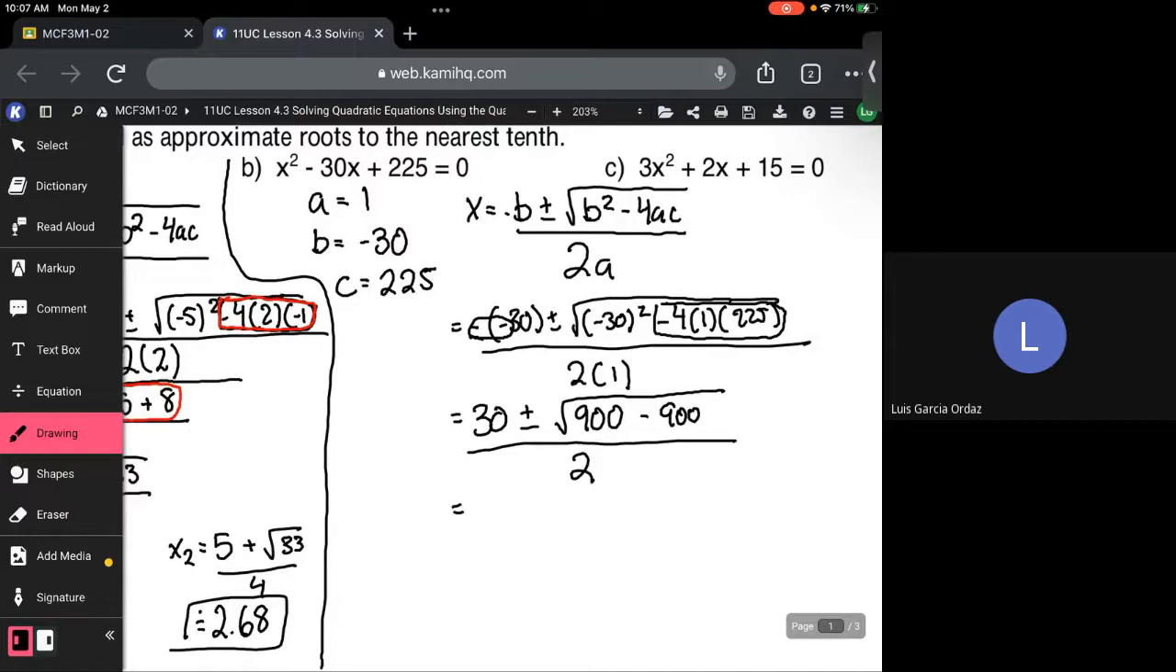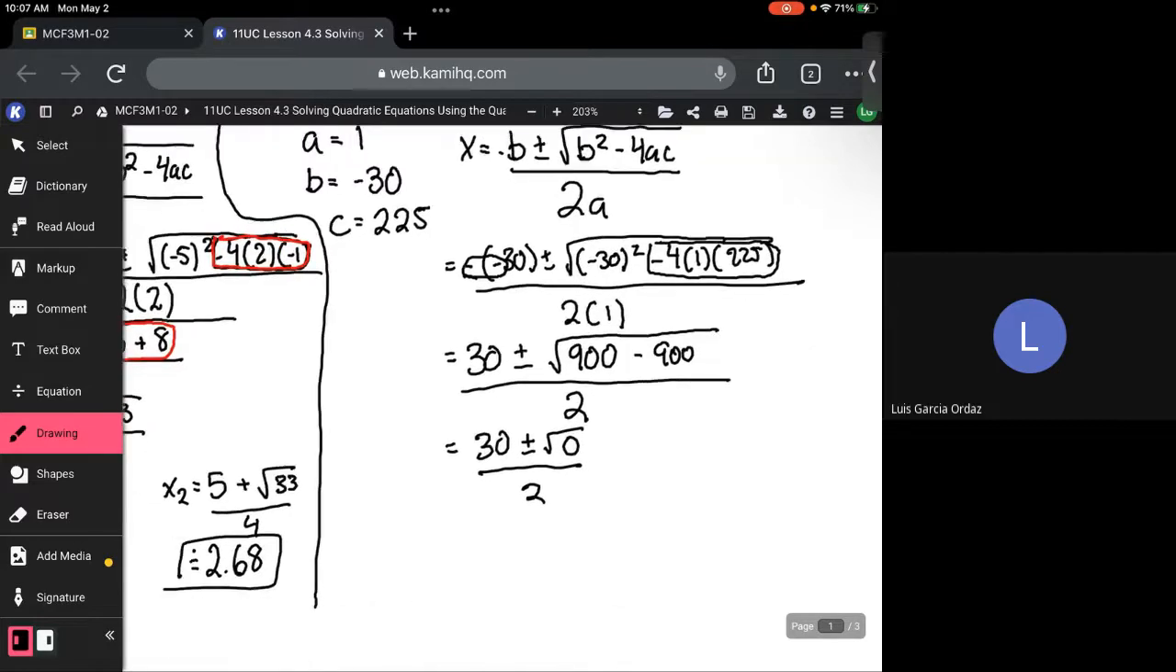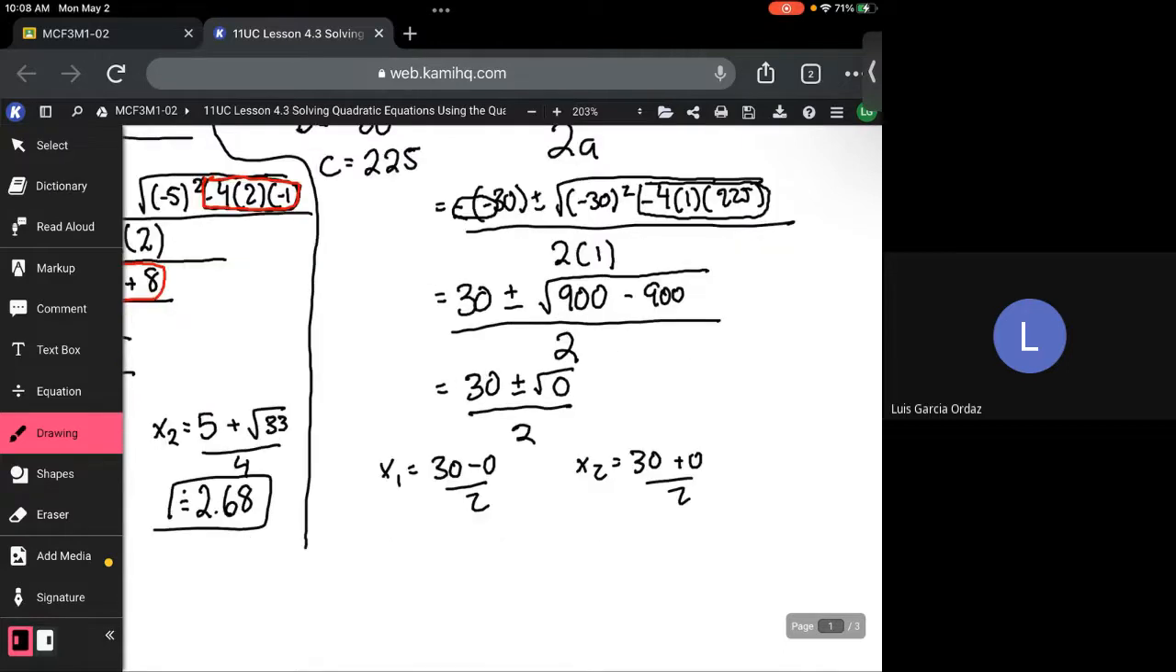So my square root is just going to be 0 divided by 2. So my first x-intercept, so the square root of 0 is what? 0. So my first x-intercept is going to be 30 minus 0 divided by 2. And my second one is going to be 30 plus 0 divided by 2. And both are going to give me 15. So I have an x-intercept at 15.